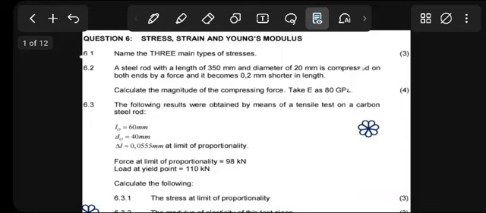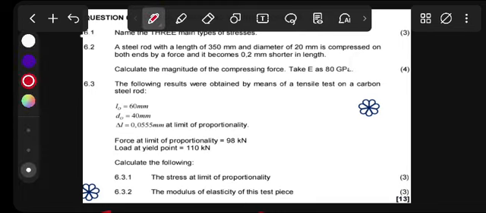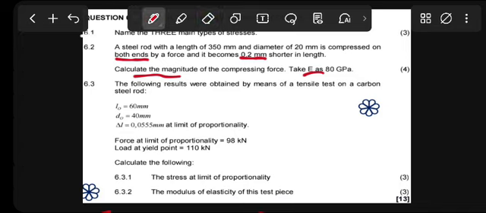Then I've given 6.2. It says a steel rod with a length of 350 millimeter and diameter of 20 millimeter is compressed on both ends by a force and became 0.2 millimeter shorter in length. This is the change in length. Calculate the magnitude of the compressive force. Take Young's modulus of elasticity to be 80 gigapascal.